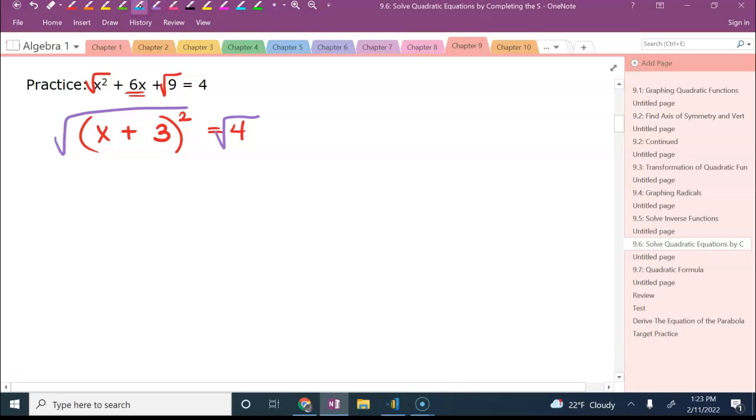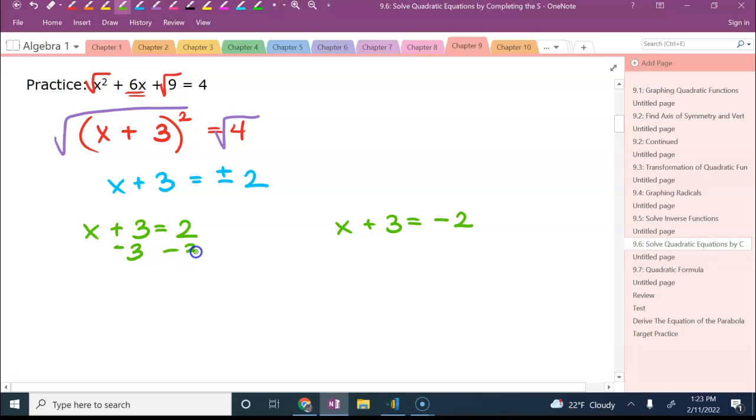So on the left-hand side, when you square root that, you're going to be left with just x plus 3. And then it's going to be equal to a positive and negative 2 when you square root that 4. So now when you set up your 2 equations, one of them's going to say x plus 3 equals the positive 2. The other side should say x plus 3 equals the negative 2. So I'm going to subtract 3 from both sides, and I'm going to do that on both of these equations here. And so my 3's will go away.